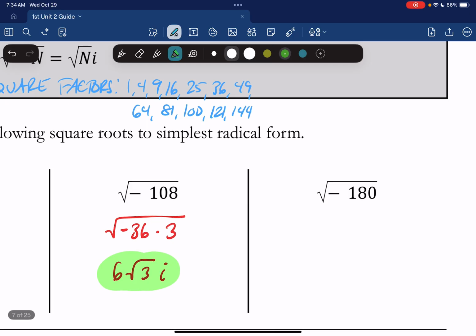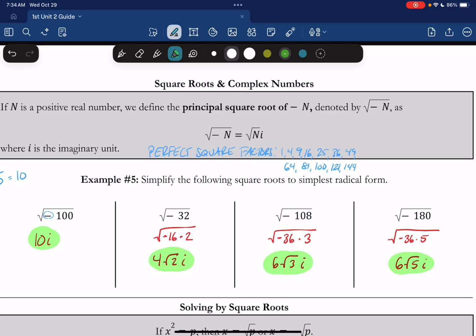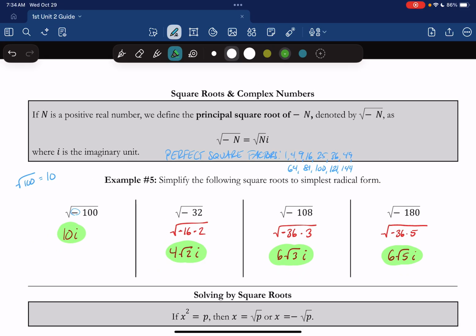And the last one I got is negative 180. So I know that 180 is 36 times 5. So I have negative 36 times 5. And same thing, the square root of negative 36 is 6i, and then I still have the radical 5. So I have 6 radical 5i. So that is how we can now take square roots of negative numbers.